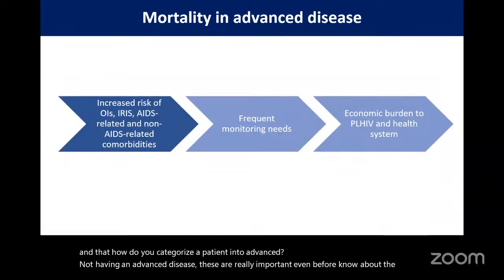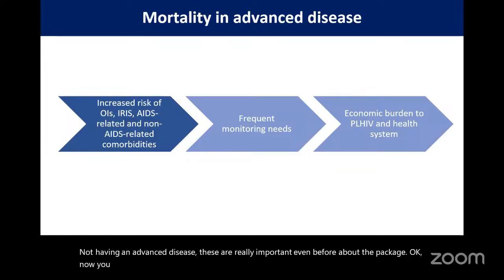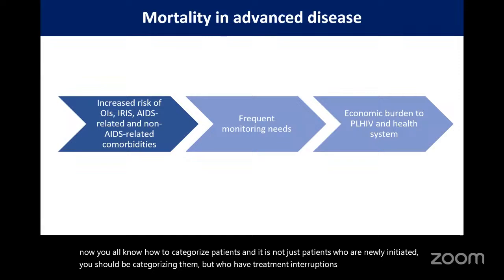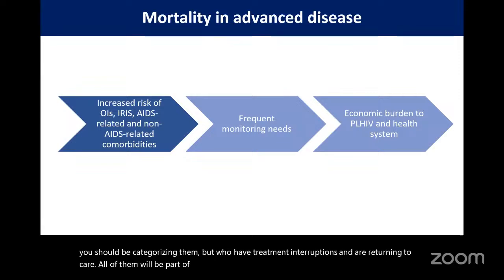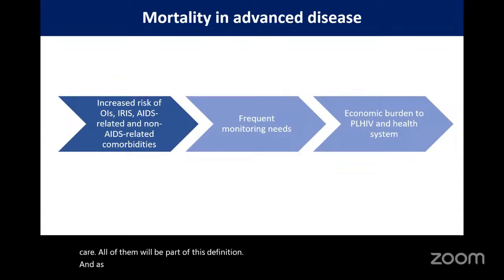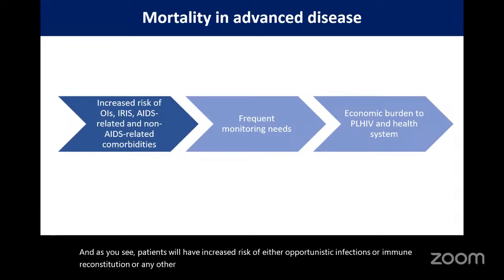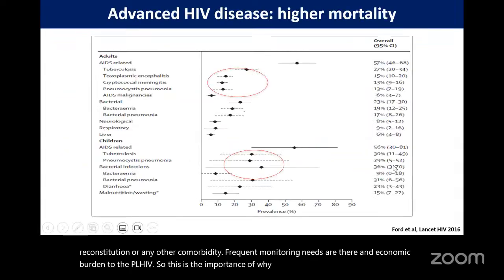Okay. Now you all know how to categorize patients, and it is not just patients who are newly initiated you should be categorizing them, but who have treatment interruptions and are returning to care. All of them will be part of this definition. And as you see, patients will have increased risk of either opportunistic infections or immune reconstitution or any other comorbidity. Frequent monitoring needs are there and economic burden to the PLHIV. So this is the importance of why these patient groups are important.